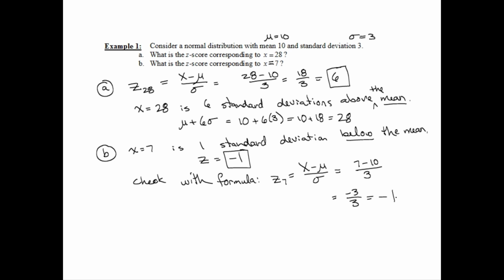So we could figure it out with the formula, and that's fine, but it's also good to notice and to comprehend that the z-score is nothing but the number of standard deviations away from the mean. If the z-score is negative, that means our data point is below the mean. If our z-score is positive, our data point is above the mean. So here we're 1 standard deviation below. In the first example, we're 6 standard deviations above the mean. The z-score is the number of standard deviations between the data point and the mean.